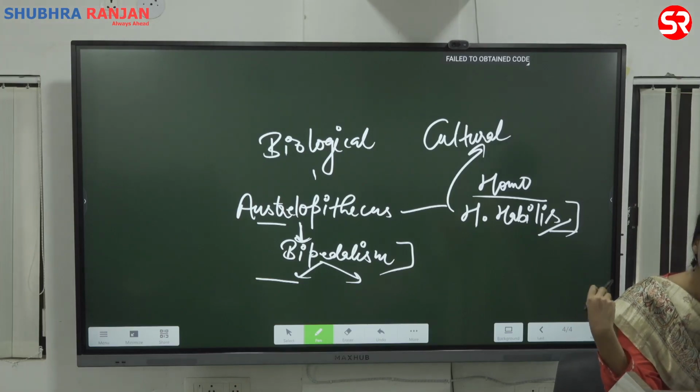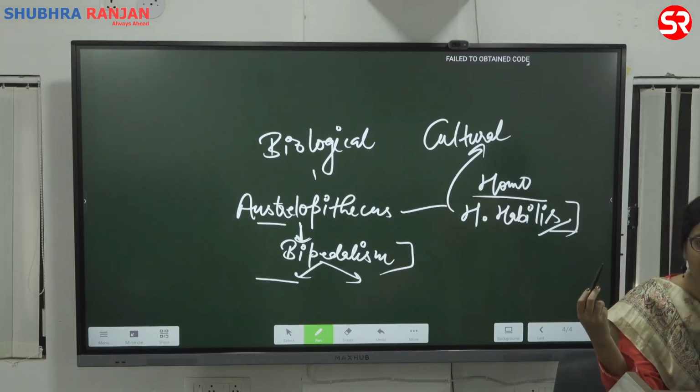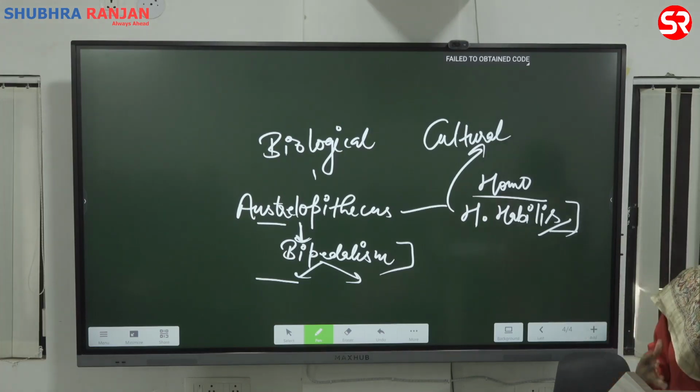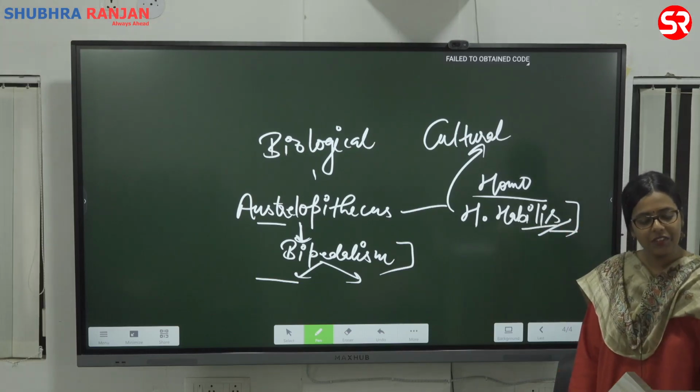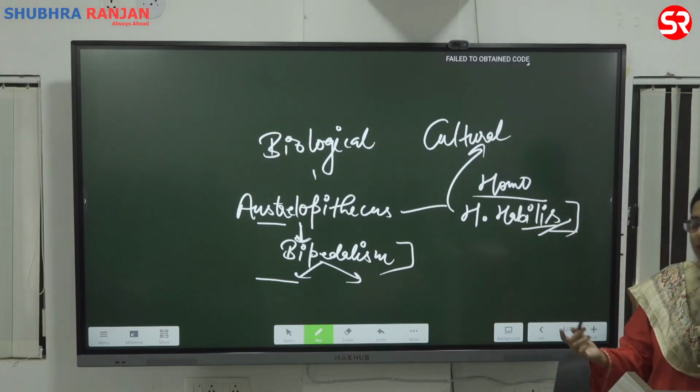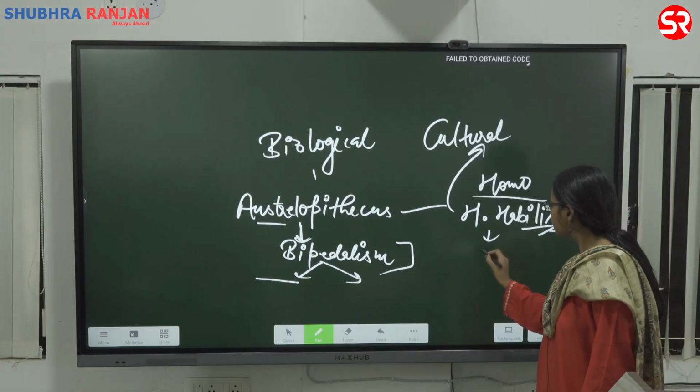Now here they are not just relying on their physical faculties, they are relying on their mental faculties. This is one of the biggest changes that is going to come, because when they are picking up a stone, it is going to give them an edge over other species. So what is Homo habilis doing differently? Homo habilis is using stone tools.